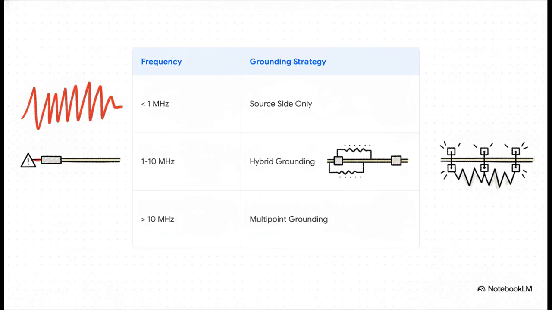That means one side is terminated directly to ground, and the other side goes through a capacitor or inductor, depending on your noise profile. And for high speeds, anything above 10 MHz, multi-point grounding is the way to go. You ground the shield wherever mathematically possible to keep its electrical length incredibly short relative to the signal wavelength.